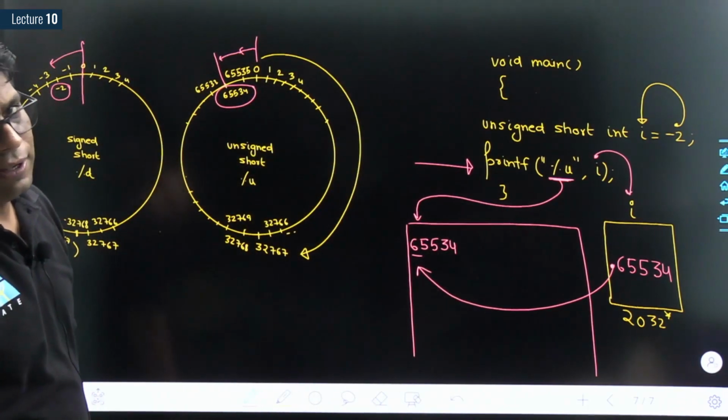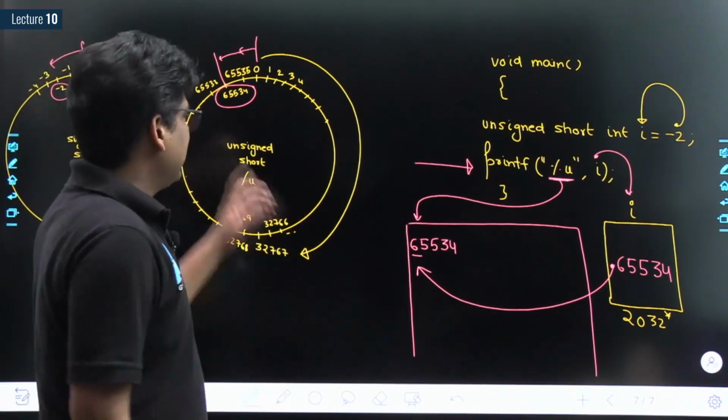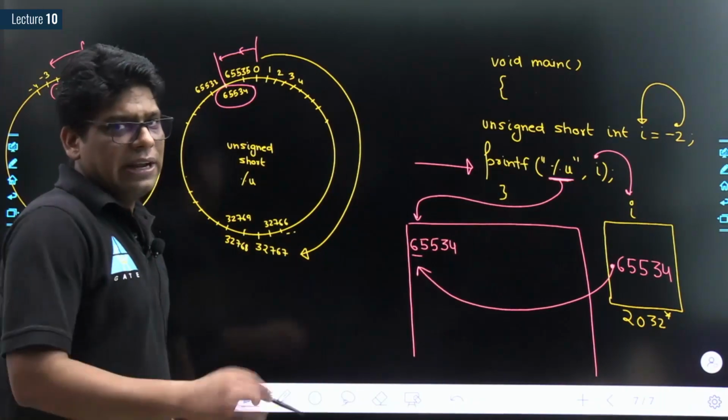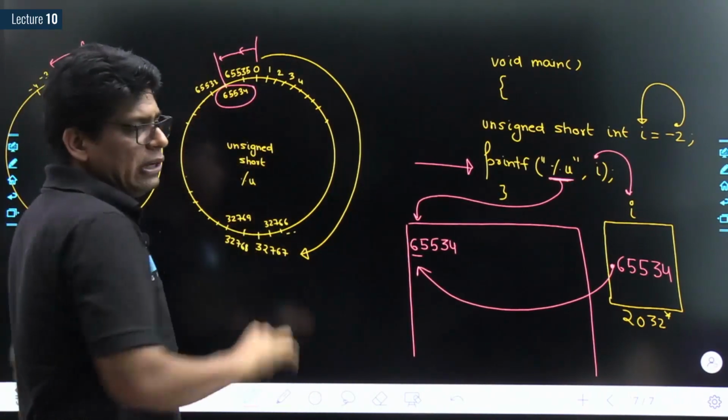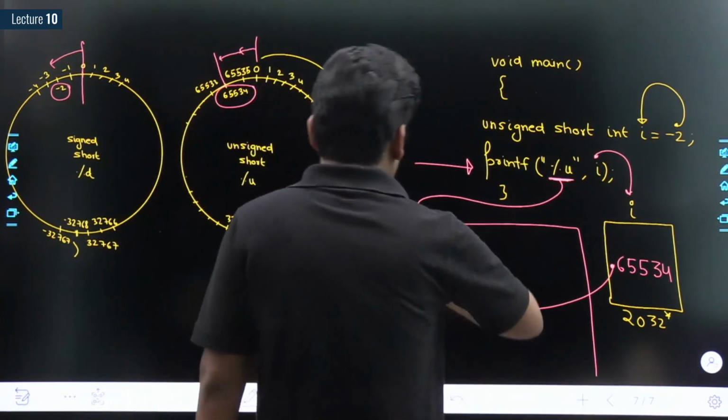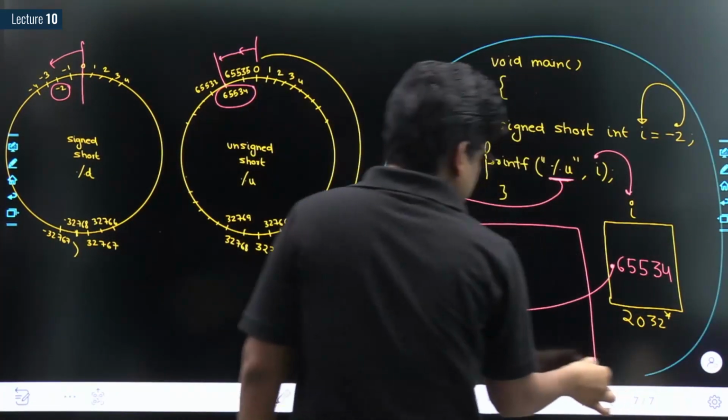That's how things are working. Sir, minus 2 does not belong to this circle, but these are equivalent. And for a negative value, we need to move in the anti-clockwise direction. Done. Okay, let me take another example.